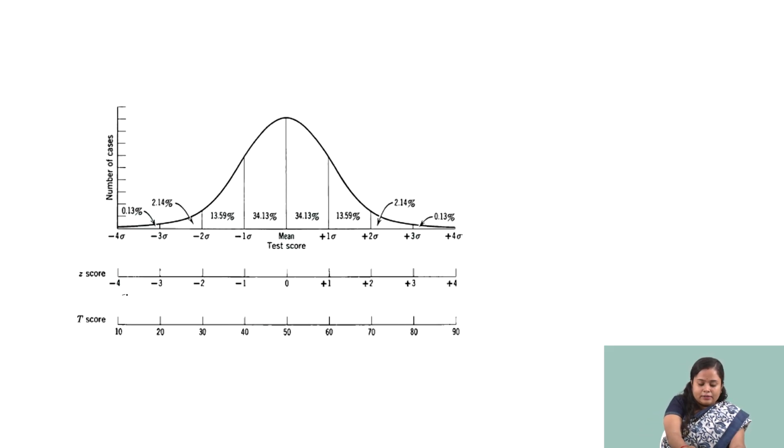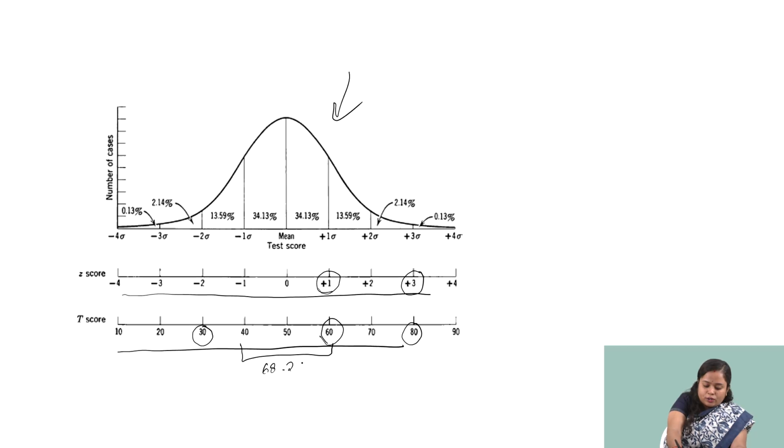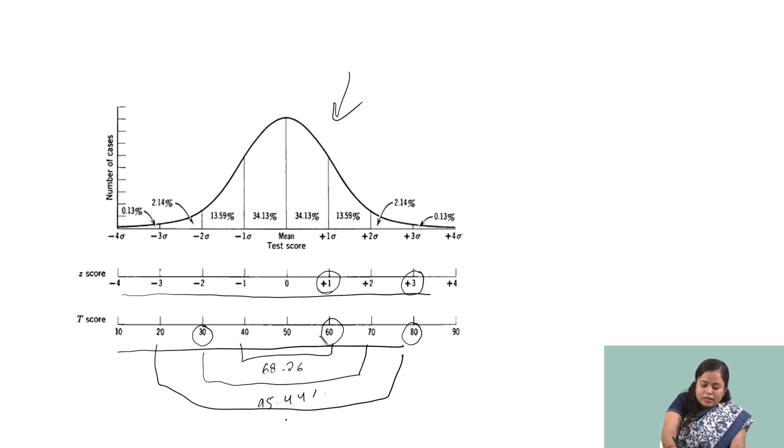Here you may see the Z-scores and corresponding T-scores on this normal distribution curve. With a +1 Z-score, the T-score is 60. For a +3 Z-score, the T-score is 80. For a -2 Z-score, the T-score is 30. In this range we have 68.26% of the data. Here we have 95.44% of the data. Here we have approximately 99.73% of the data. So when we say that most cases fall within a T-score of 20 to 80, it means that in total 99.73% of cases fall within -3 to +3, or a T-score of 20 to 80.